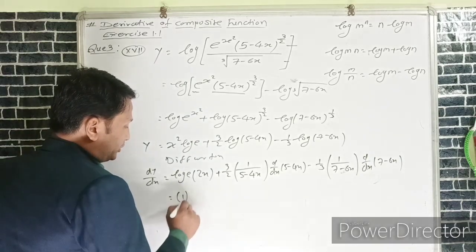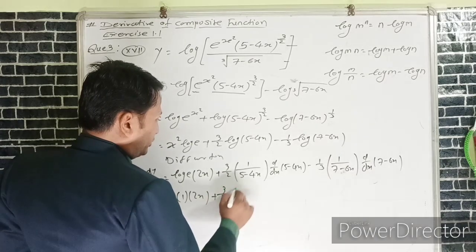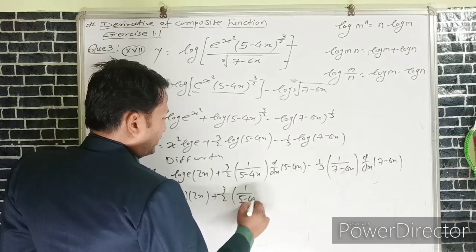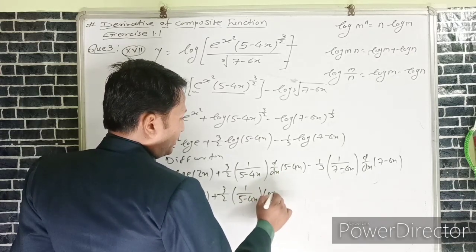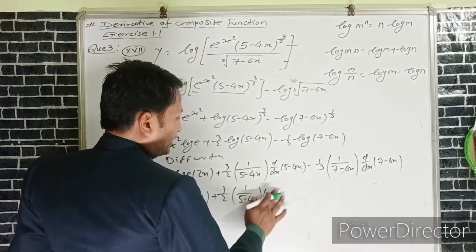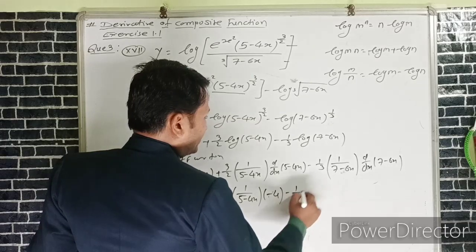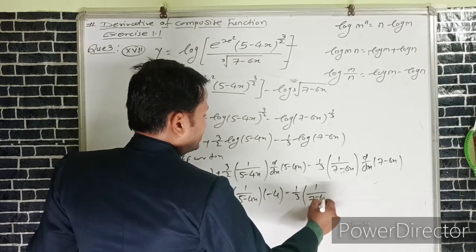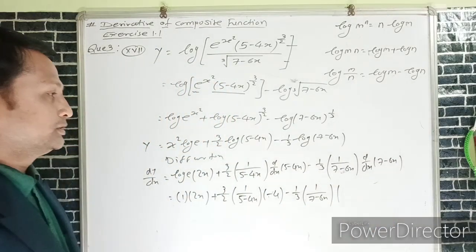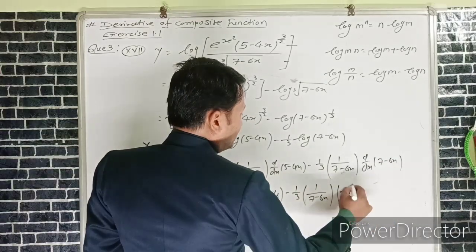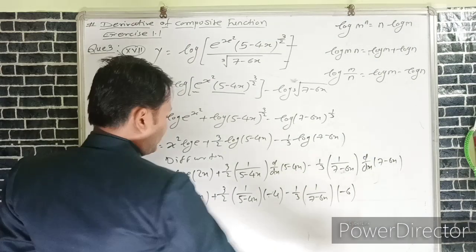Hence we can write 1 into 2x plus 3 by 2 into 1 upon 5 minus 4x into the derivative of 5 is 0 and the derivative of minus 4x is minus 4. Hence we can write the derivative of 5 minus 4x is minus 4. Minus 1 by 3 as it is, 1 upon 7 minus 6x into the derivative of 7 is 0 and minus 6x is minus 6. 0 minus 6 is minus 6. Hence we can write the derivative of 7 minus 6x is minus 6.